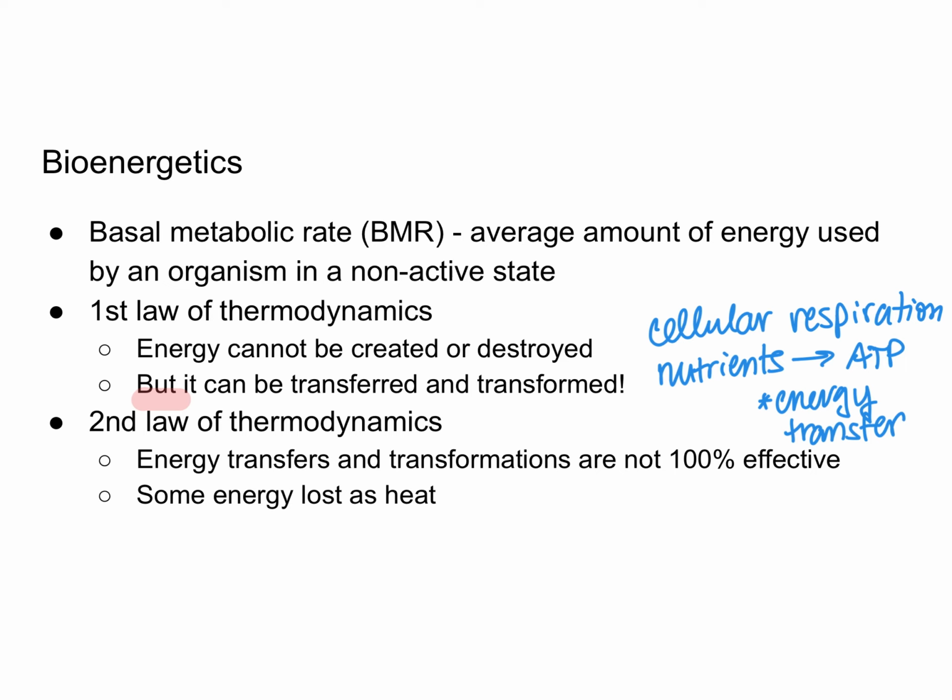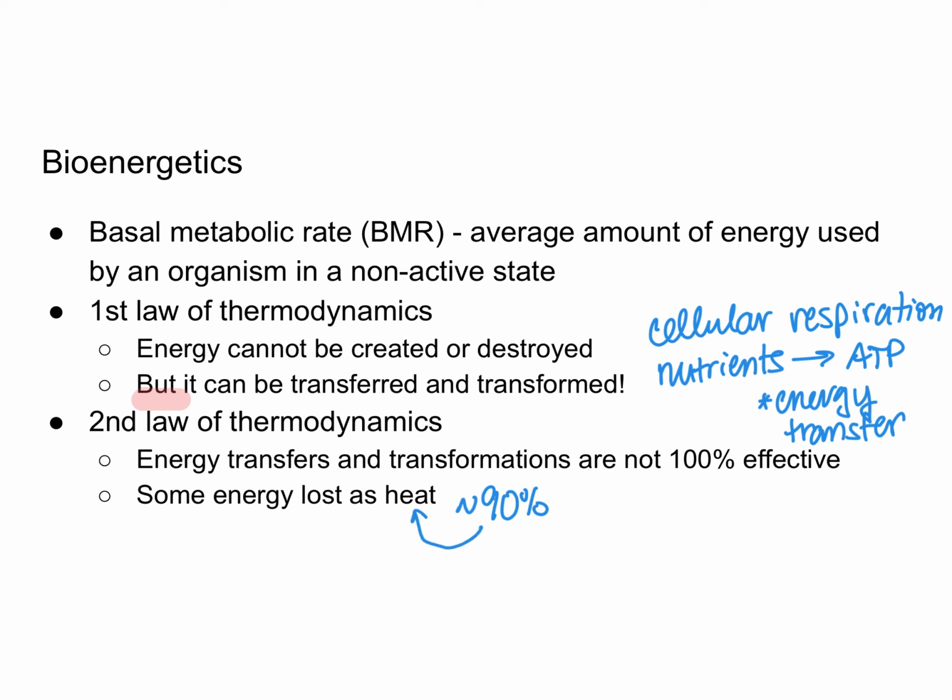The second law of thermodynamics comes into play because these energy transformations and transfers are not 100% effective, and some energy is lost in the form of heat. Usually, the rule of thumb is that about 90% of energy does not make it to the next thing that it's supposed to be transformed into. About 90% of it is actually lost as heat.